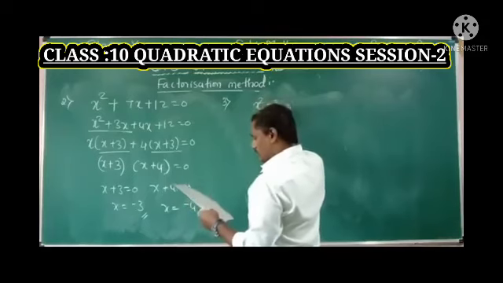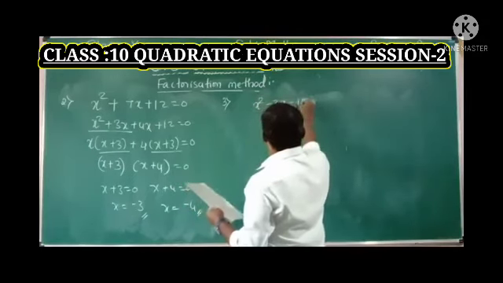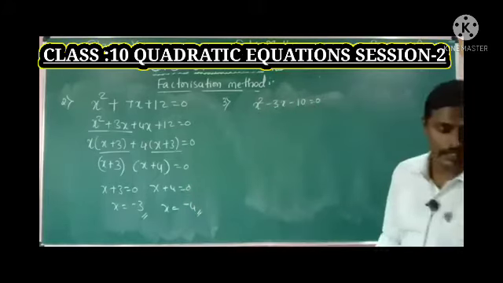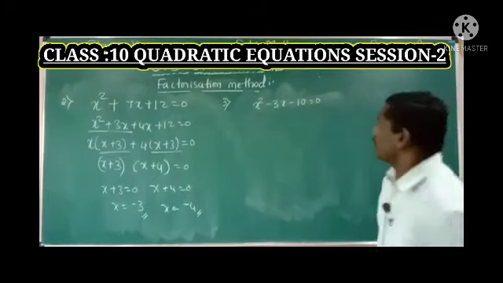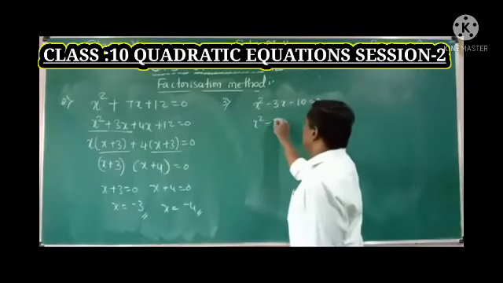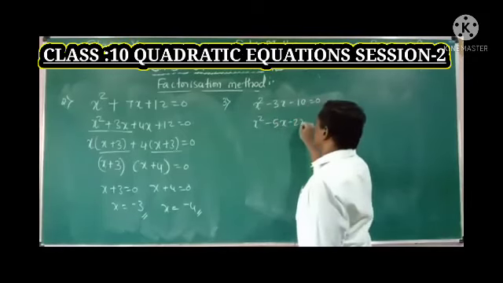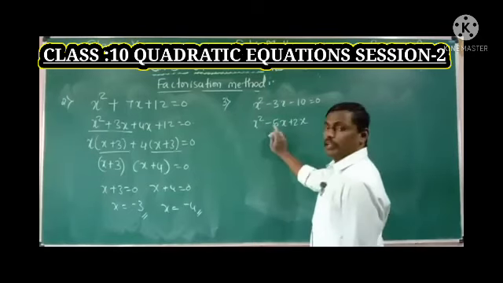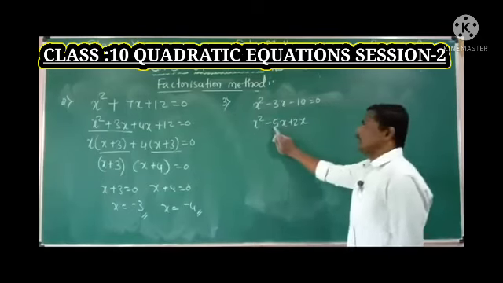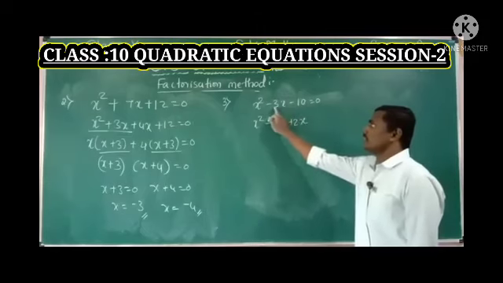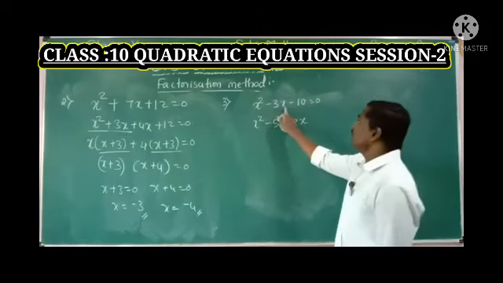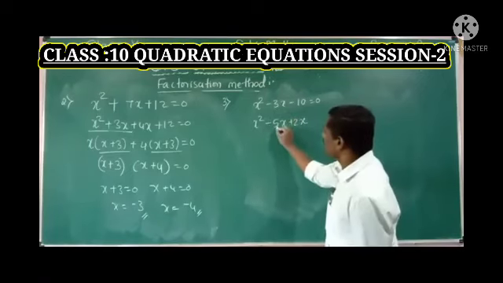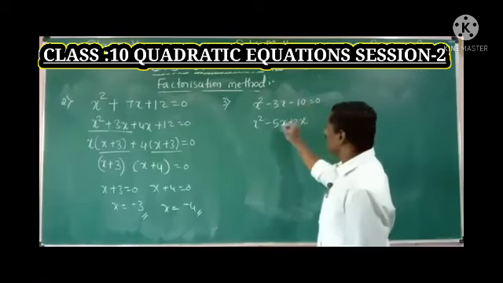x square minus 3x minus 10 is equal to 0. x square minus 5x plus 2x. Minus 5x plus 2x is minus 3x, correct? Next one, minus 5 into 2, minus 10, x into x square.